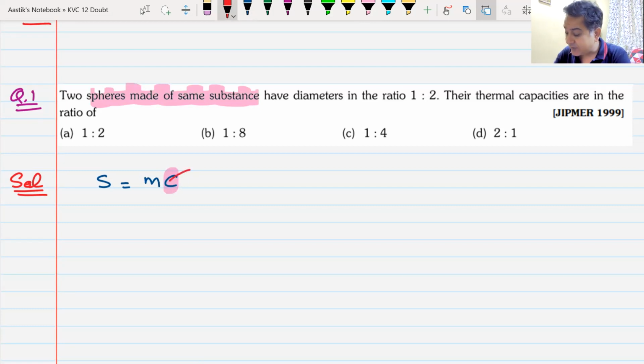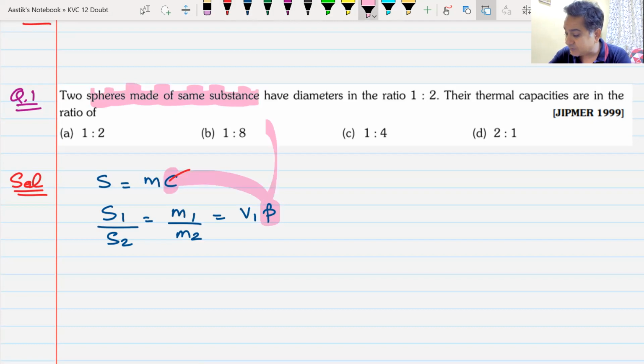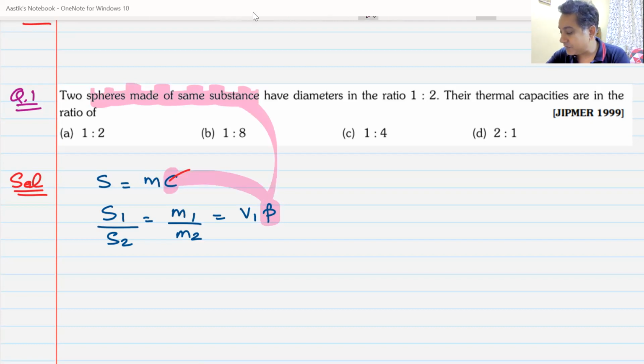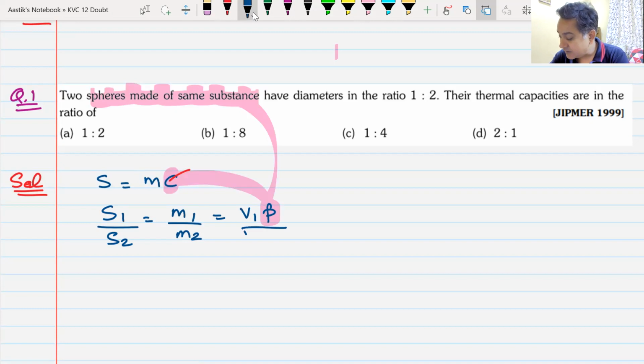So C is same. If I take the thermal capacity of the first body divided by that of the second body, it will be in the ratio of their masses, M1 by M2. Now, mass is volume multiplied by density. Same substance, same density. I hope I am making some sense here. So basically it's in the ratio of their volumes.